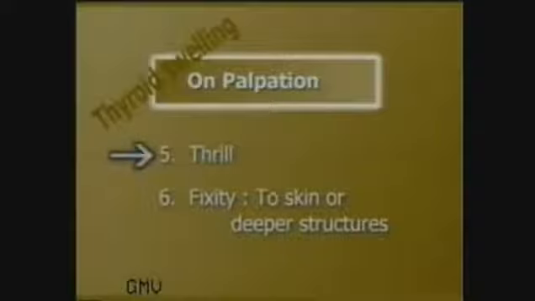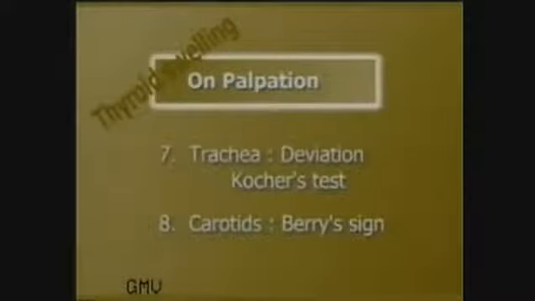Now look for a palpable thrill over the upper pole and for fixity to skin or deeper structures. Lastly, palpate the trachea and the carotids. Trace the trachea, look for deviation from the midline, and if the goiter is large or bilateral, perform the Cocker's test. Lastly, palpate the carotids behind the posterior border of the swelling. Now let us proceed to percussion and auscultation.